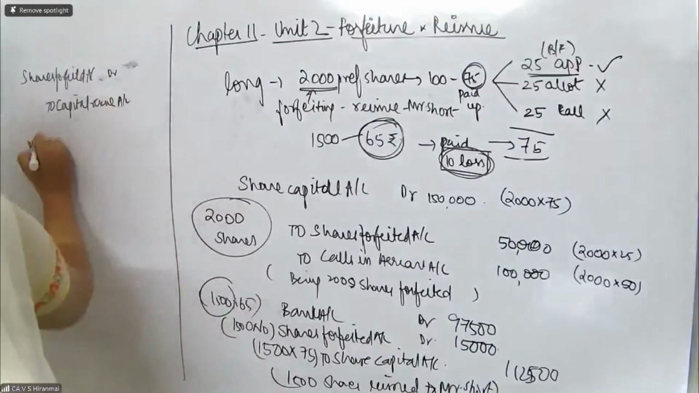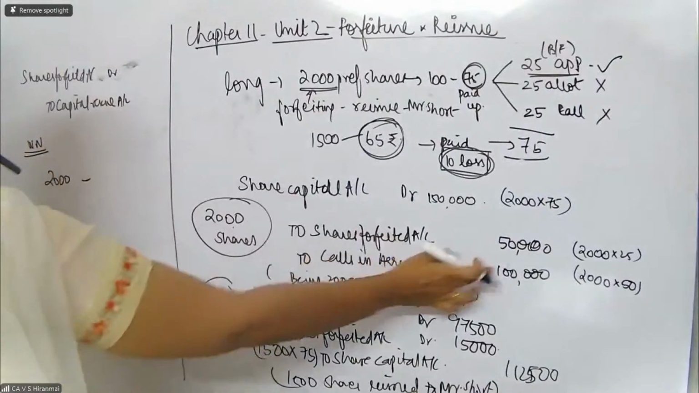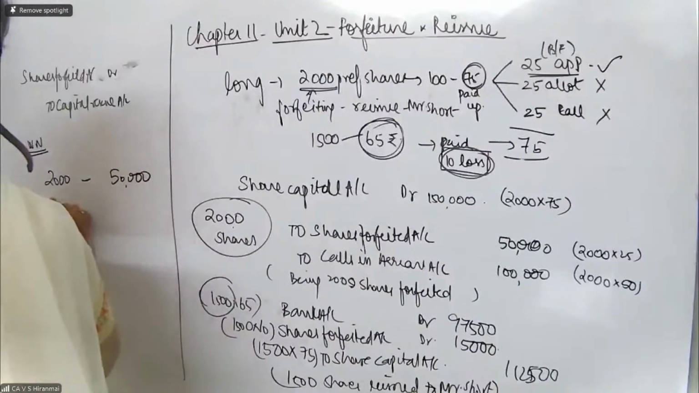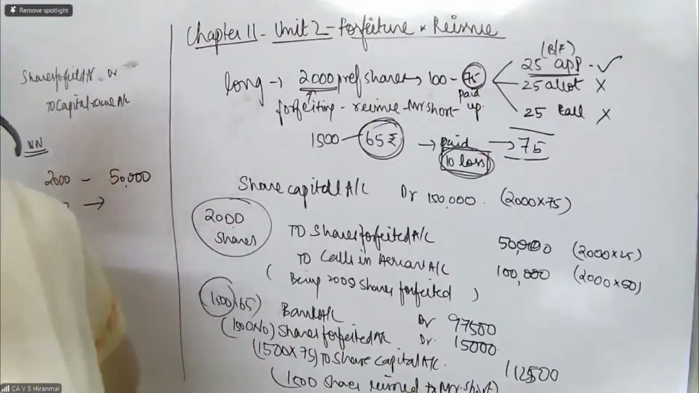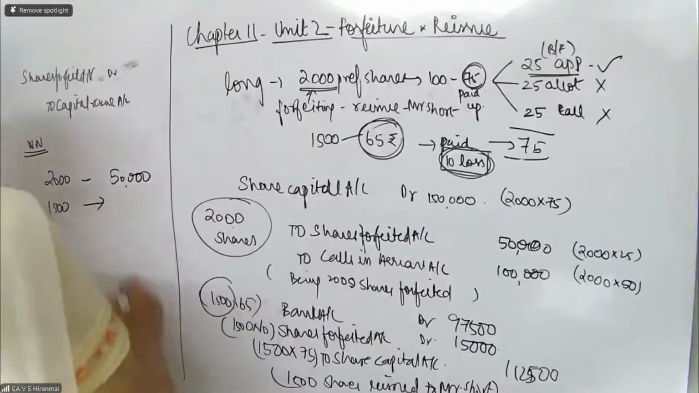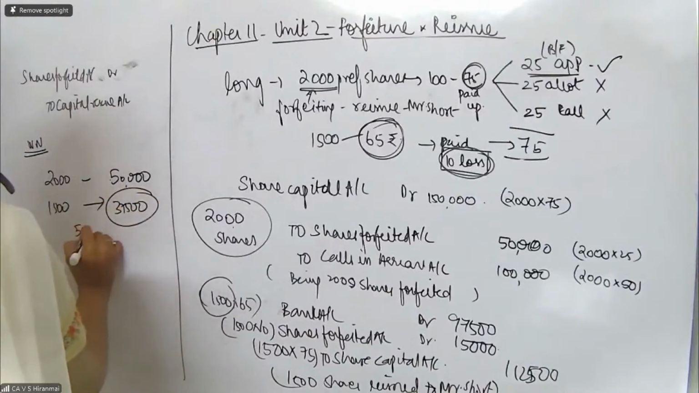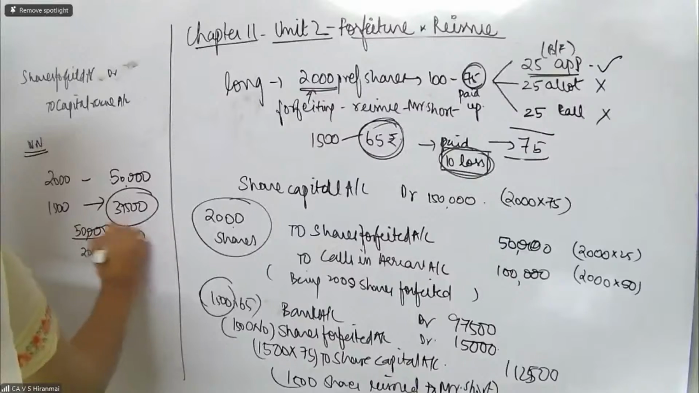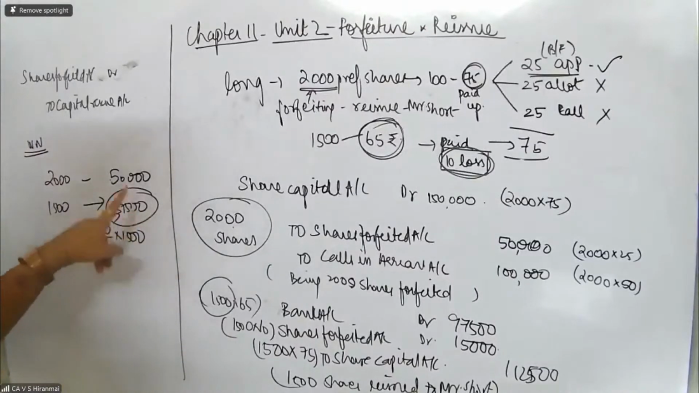So what you should do? Go to the working note, okay? So for 2,000 shares, what is my shares forfeited value? 50,000. So for 1,500 shares, it will be how much? 50,000 divided by 2 into 15. So it will come to 37,500. Madam, how did you arrive at this? Simple logic is 50,000 divided by 2,000 into 1,500. That is the answer of 37,500.